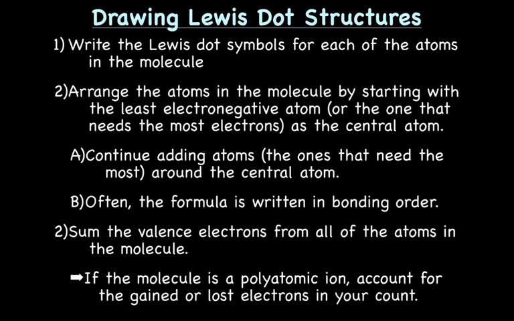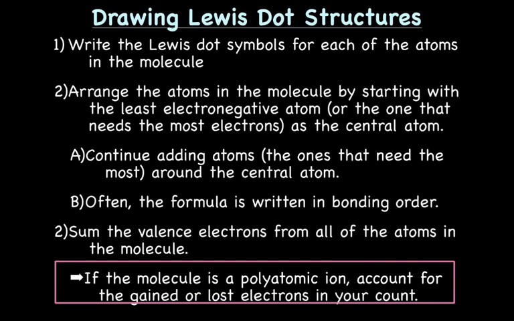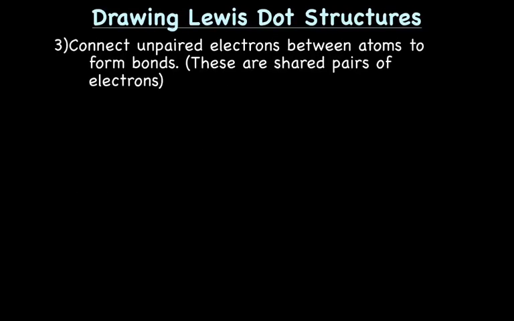Okay. And another point that we will practice later is that if the molecule is a polyatomic ion, an example of a polyatomic ion would be CO3 2 minus, make sure that when you're doing this count of how many valence electrons, that you account for the lost or gained electrons in your polyatomic ion. So this is 2 minus, which means when we do the valence electrons here, we want to also add up 2 more electrons.